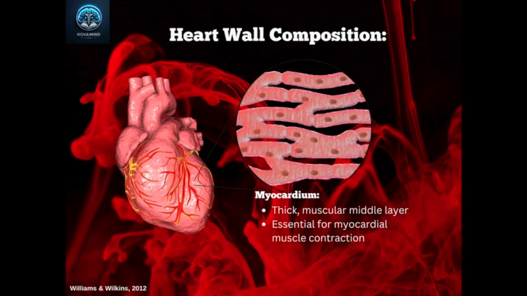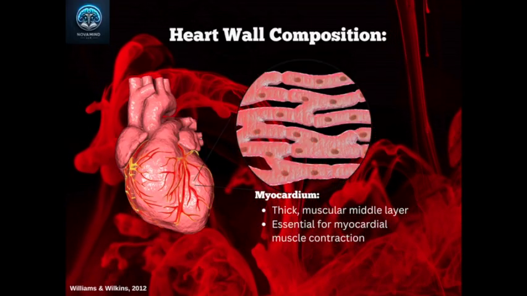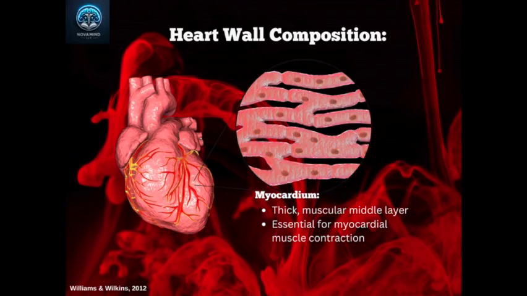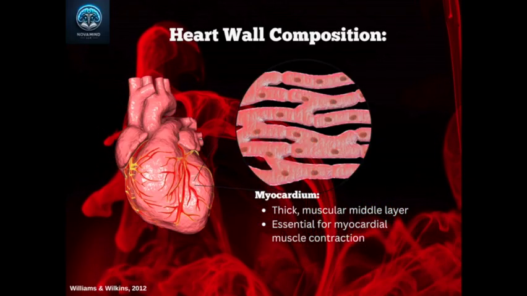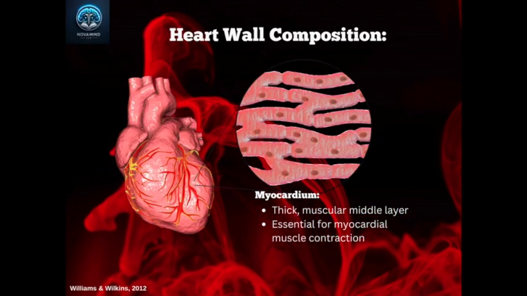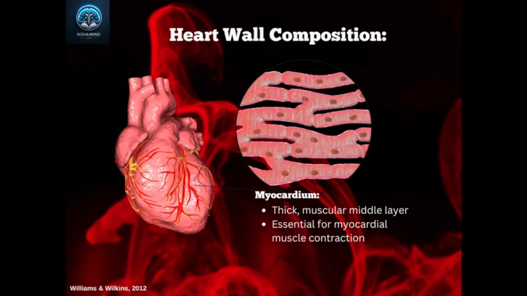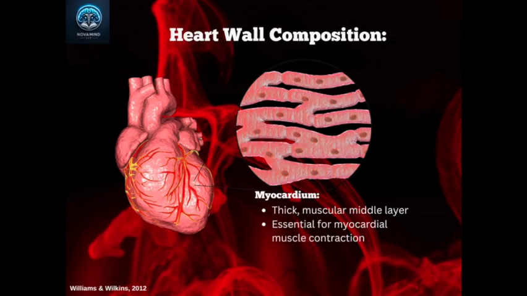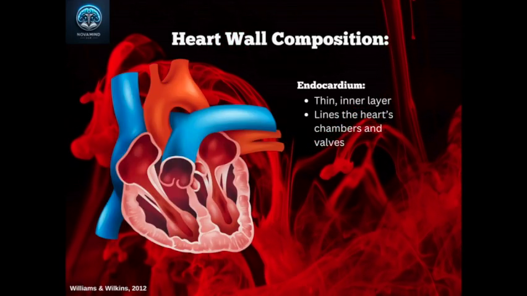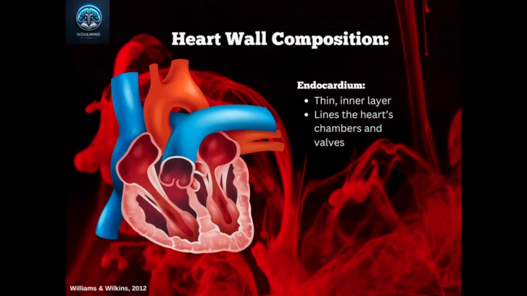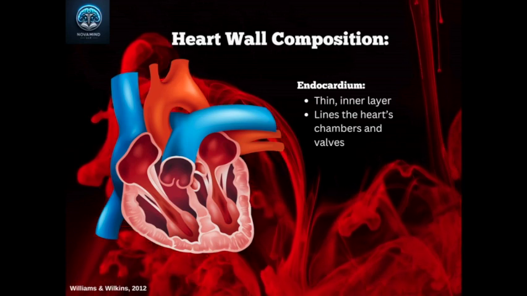Remember, the myocardium is the thick, muscular middle layer responsible for the strong contractions that pump blood throughout the body. These contractions are essential for maintaining effective circulation and ensuring that all body tissues receive the oxygen and nutrients they need. The endocardium is the thin inner layer that lines the heart's chambers and valves.